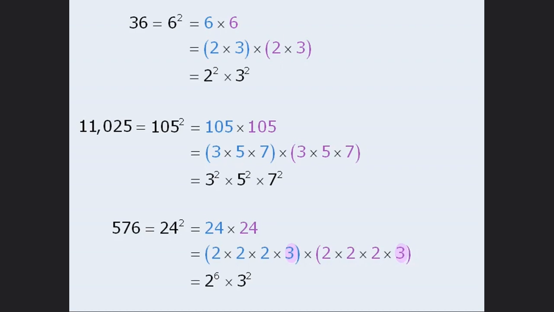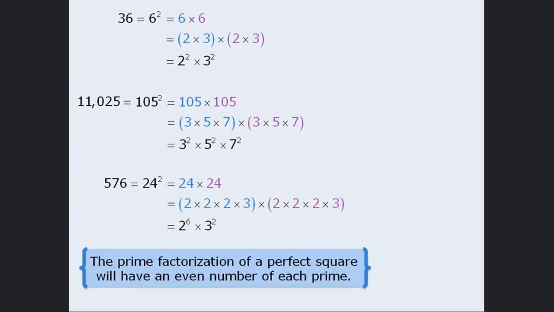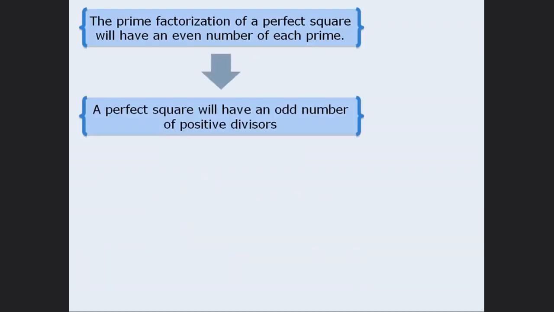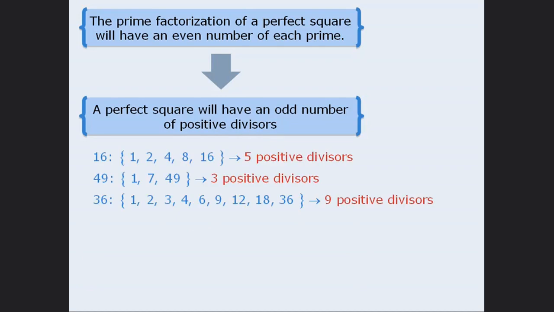So from this, we can conclude that the prime factorization of any perfect square will always have an even number of each prime. In other words, in the prime factorization of any perfect square, the powers of the primes will always be even. Now we can take this rule and create a second rule that says a perfect square will always have an odd number of positive divisors. For example, notice that these perfect squares all have an odd number of divisors.